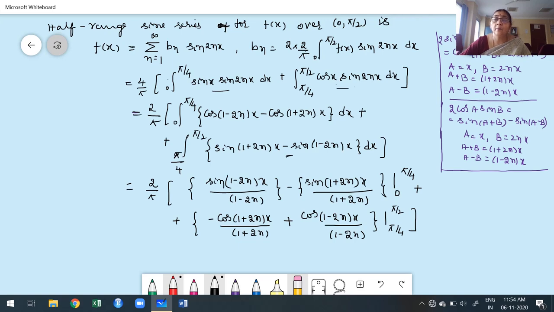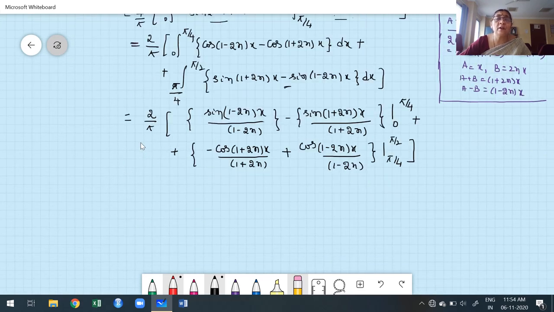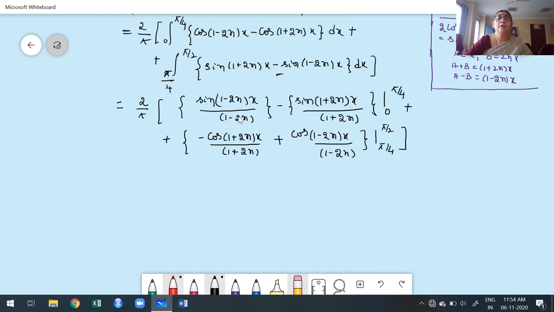In the next step, before applying the limit, why don't we verify the sine and cos functions at the corresponding limits? Now, for easy simplification, sine of (1 minus 2n) into pi by 4, this is the first term I'm talking about. It's nothing but sine of pi by 4 minus, 2 cancels with 4, what do we get? N pi by 2.